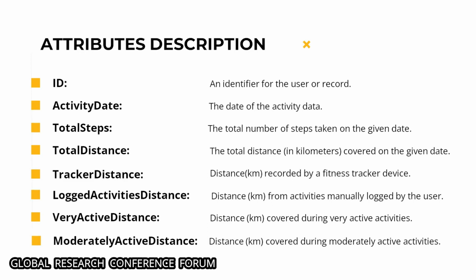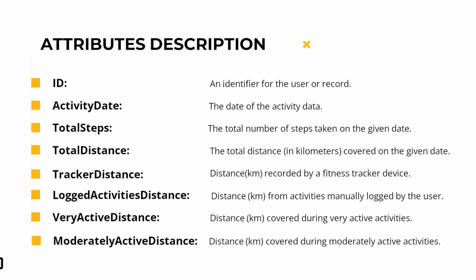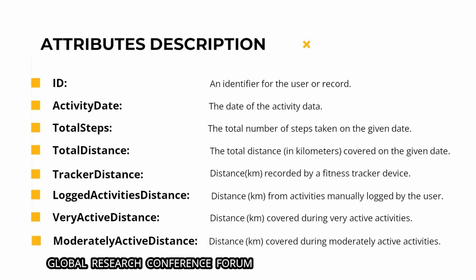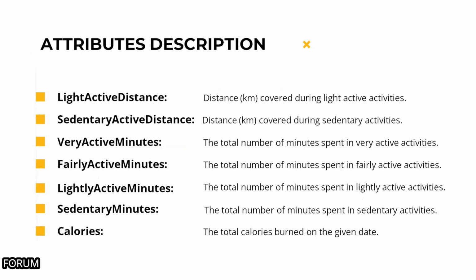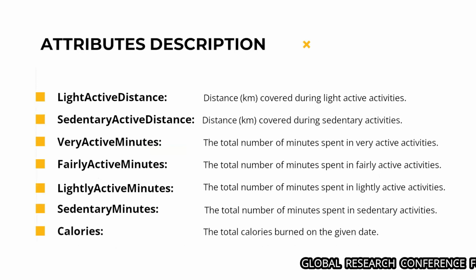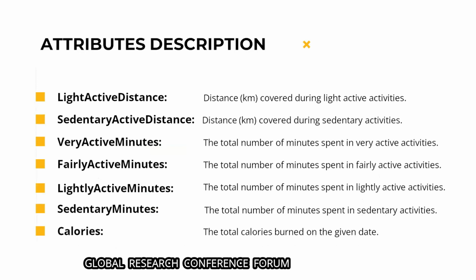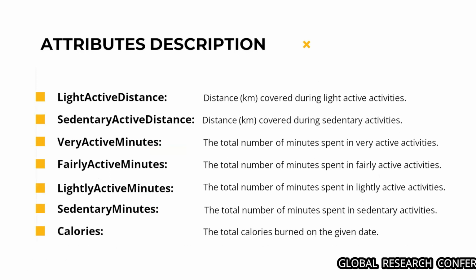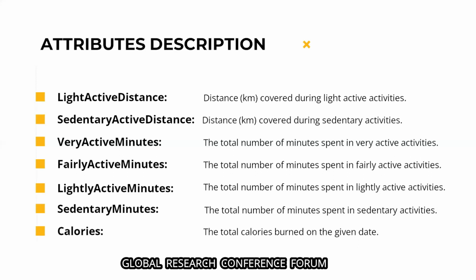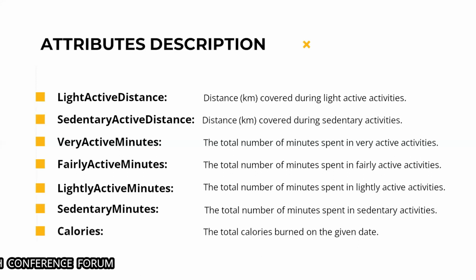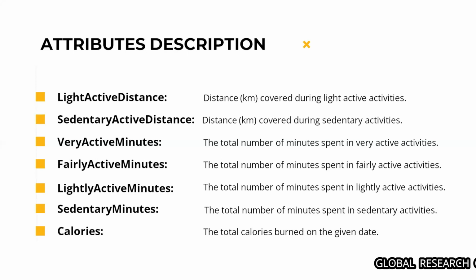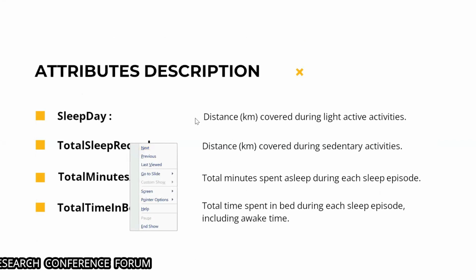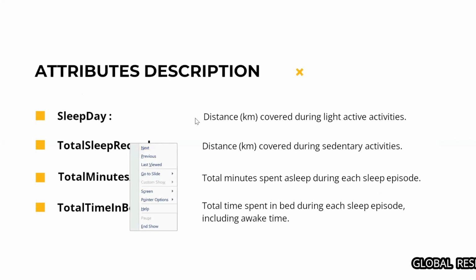Additionally, it provides details on the distance covered depending on the intensities of the activity, like very active distance and moderately active distance. It also provides distances covered during light active and sedentary activities. It records the total number of minutes spent in very active, fairly active, lightly active and sedentary activities. Furthermore, it includes total calories burned on each day. This part of the data set contains the information related to sleep.